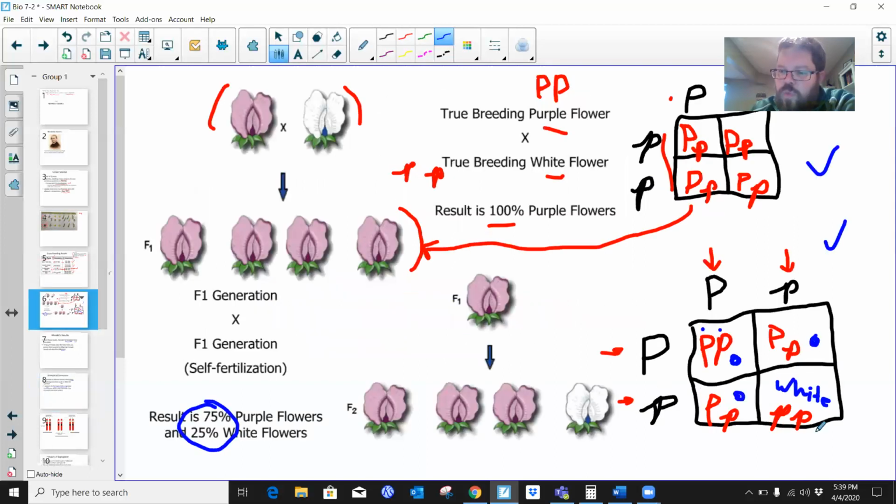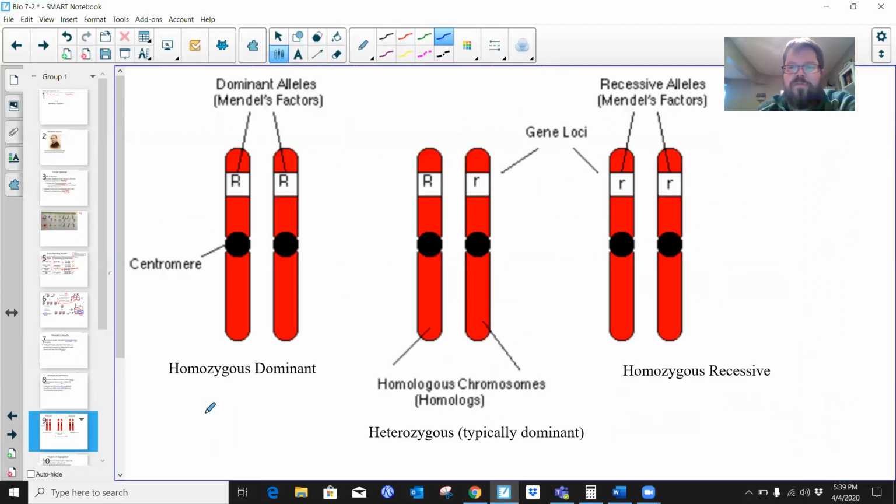So this is why only 25% of these flowers were white in color, because only 25% of the time in this F2 generation were they inheriting both of the recessive alleles. It only takes one dominant allele to mask the recessive allele, the lowercase letter. So this is kind of a repeat of this concept.